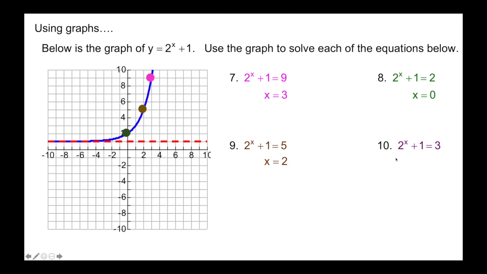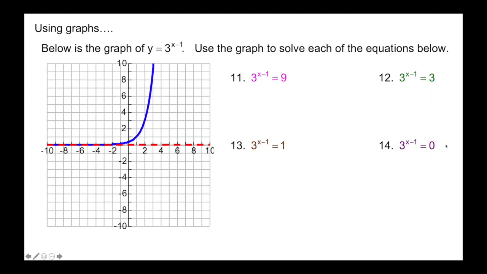And then finally for 10, if I'm looking at positive 3, that brings me to this point right here. That lines up with an x value of 1, and so I'm thinking that that's my answer. Next, I'll go ahead and do 2 to the first, which is 2. And then 2 plus 1 gives me 3, so it checks out.